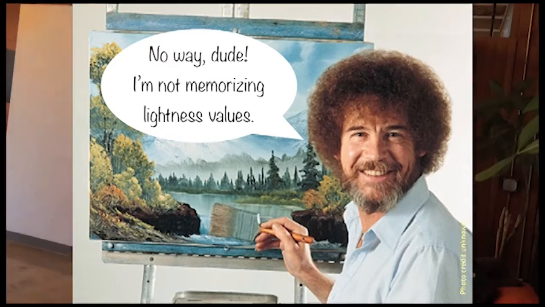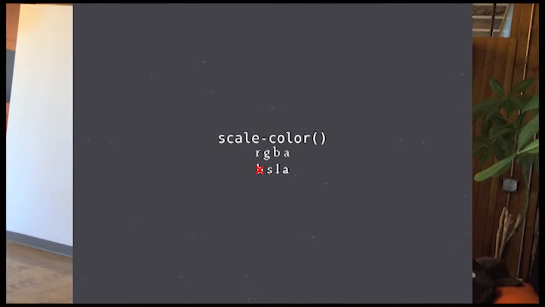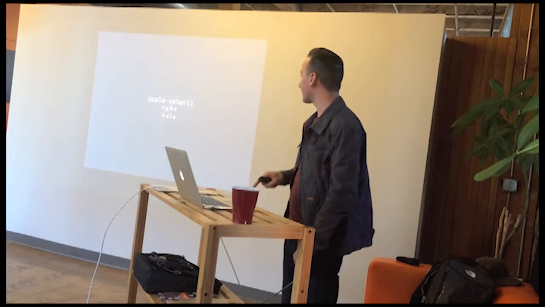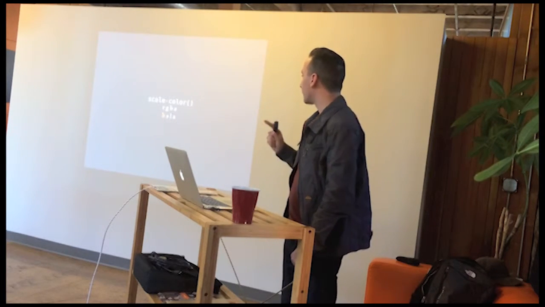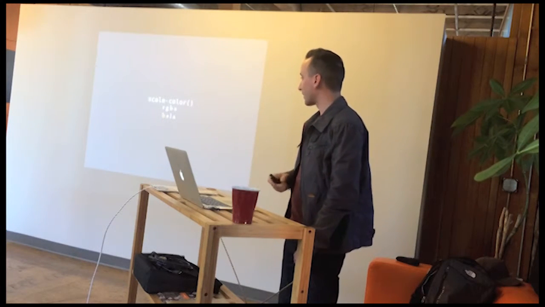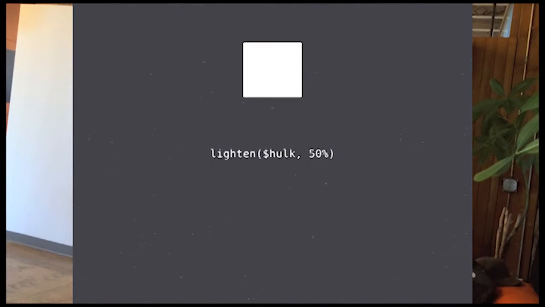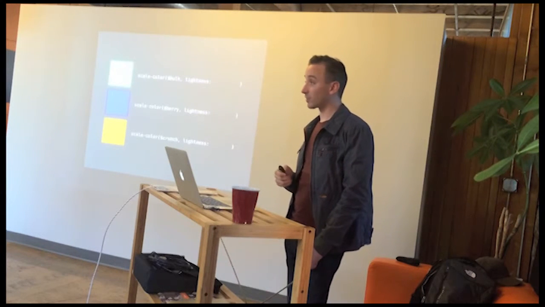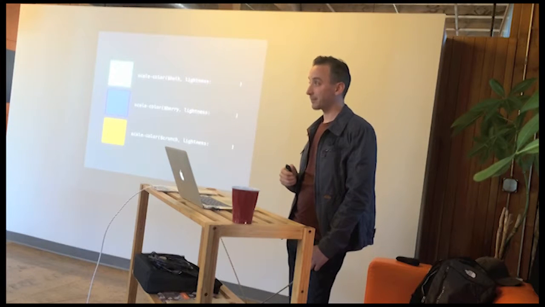Let's try something else. Sass has another color function called scale-color that can move the color components proportionally. So it can do the RGB channels, the saturation and lightness channels, and the alpha channels, but it doesn't do the hue channels. They do have a function called adjust-hue, but I'm not going to cover that today. So in this case, if we were to lighten Hulk by 50%, it would blow out to completely white. But if we were to scale the lightness by 50%, it would be halfway between where the color was and white.